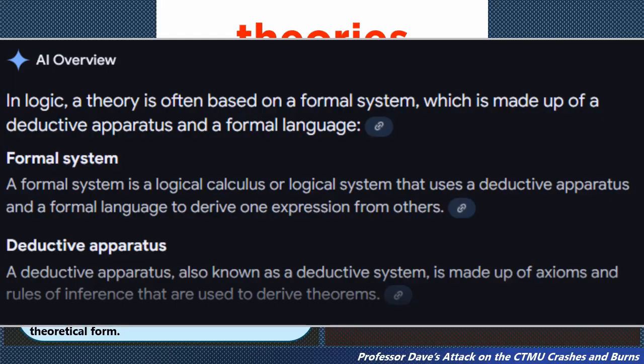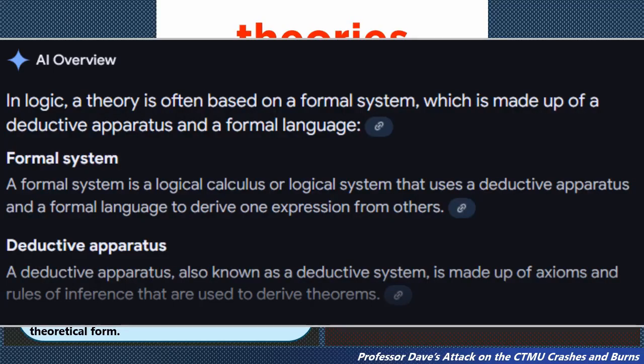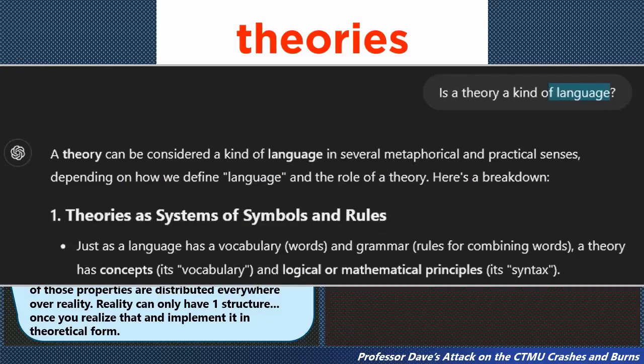In logic, a theory is often based on a formal system. A formal system is actually the same as a theory, which is made up of a deductive apparatus and a formal language. Of course, the deductive apparatus is also linguistic because it can be regarded as a syntax.